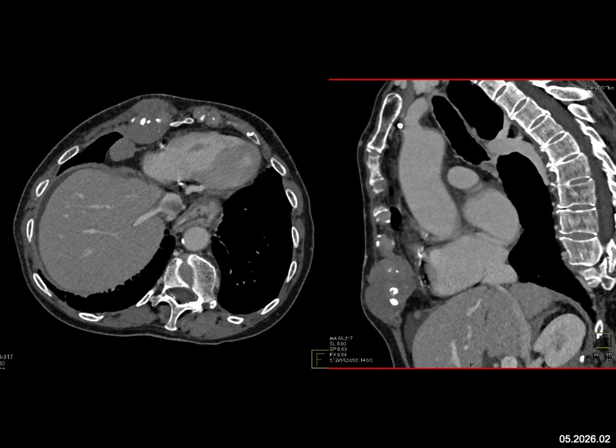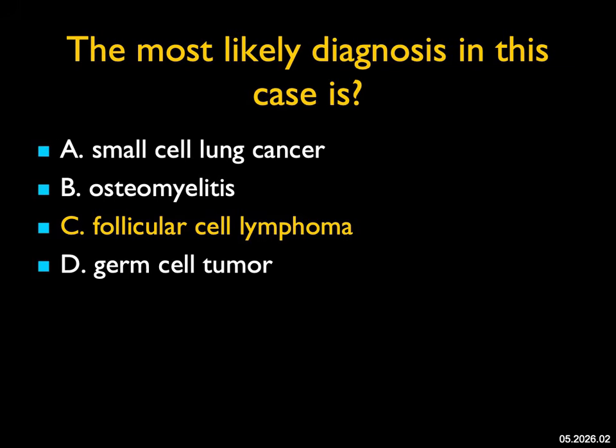Germ cell tumor is typically going to be an anterior mediastinal mass, sometimes posterior mediastinum, but not in the chest wall like that. If you said something like a Ewing sarcoma or a sarcoma involving or beginning in rib or costal cartilage, I would consider that. But when you see a mass that involves the chest wall, both anterior and posterior to bone, and it has the really classic soft tissue appearance on the sagittal view, you got to be thinking about lymphoma. And this case was a good example of follicular cell lymphoma.